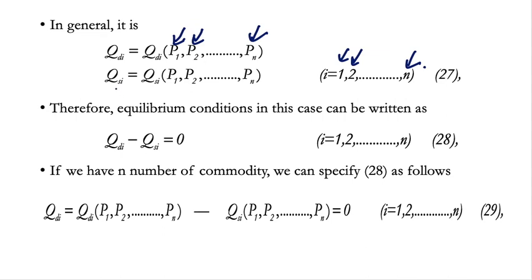Quantity supply for commodity i, right? Commodity i depends on the price of the first commodity, the second commodity, until the last commodity. So the equilibrium condition is just the same: the difference between quantity demanded and quantity supplied for commodity i must be 0, no excess demand.